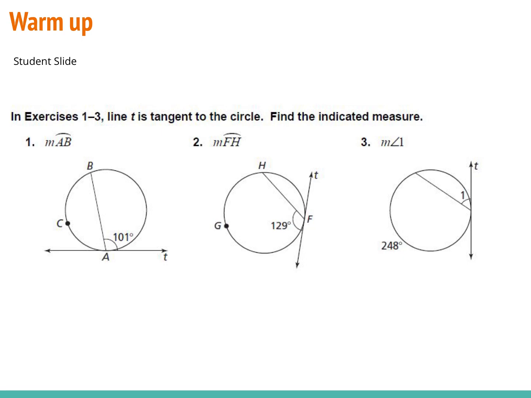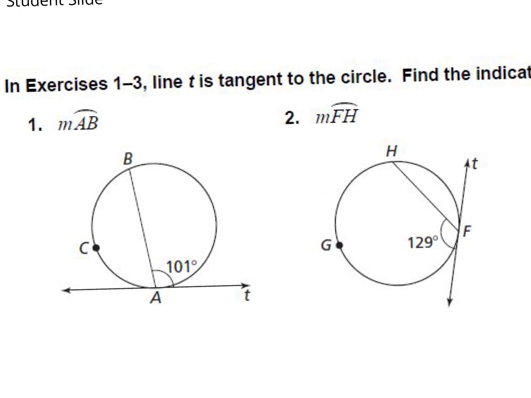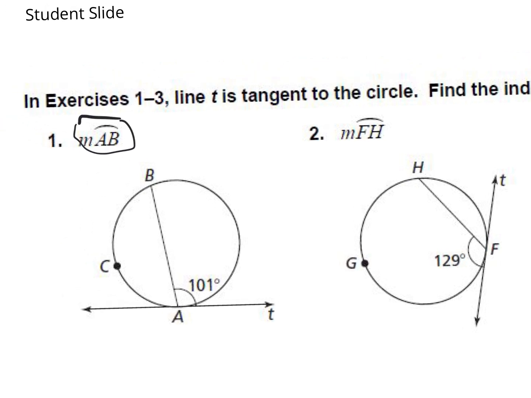So it says line T is tangent to the circle. Find the indicated measure. So what would be the measure of the arc AB? What would be the measure of the arc AB? Now, you have to be careful, guys. The notation is very important. What would be the measure of the arc AB?